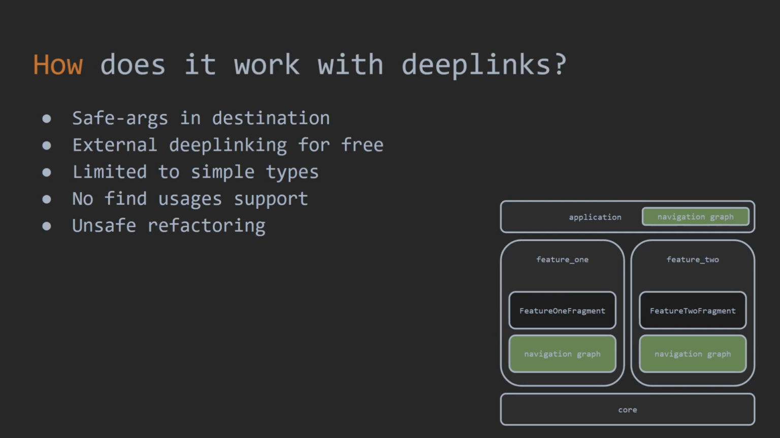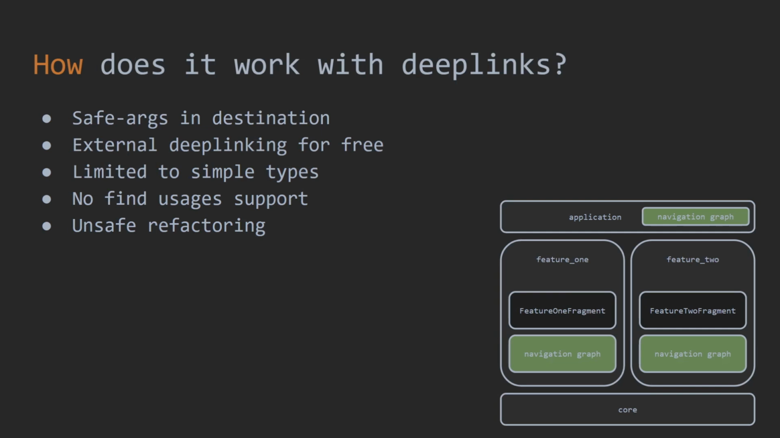This can be mitigated, though, through some creative coding. Perhaps you could add a deep link builder or something to the core module, which would be able to build these deep link URIs in a more type-safe way in a sort of centralized place. But that's getting into custom tooling on top of AndroidX Navigation, so we won't go into that too much.